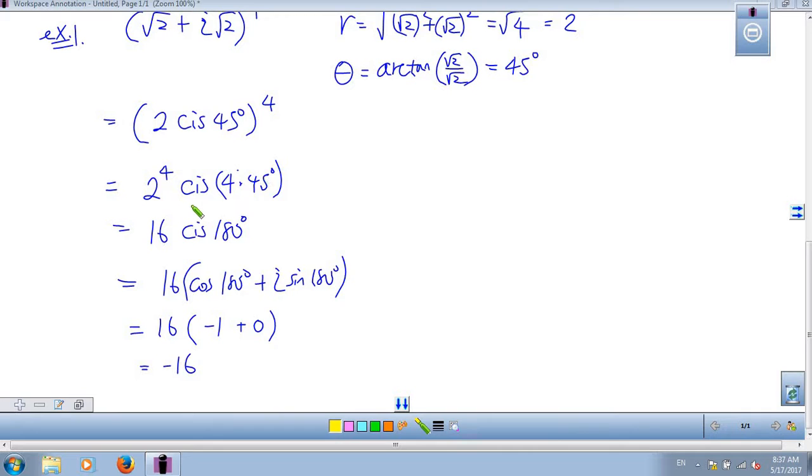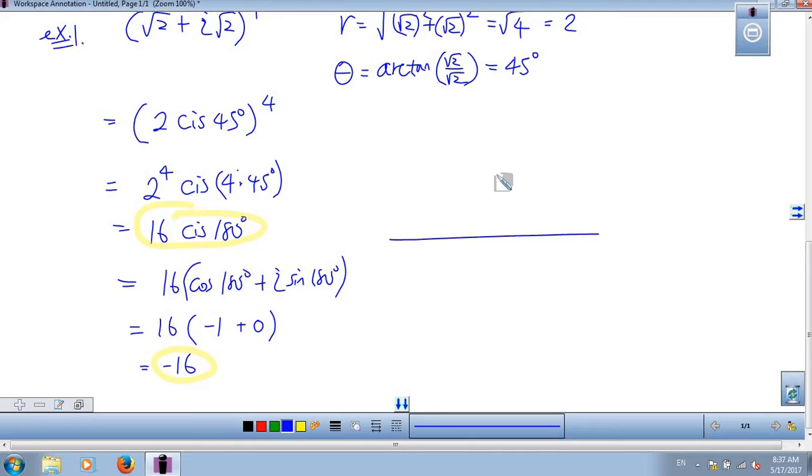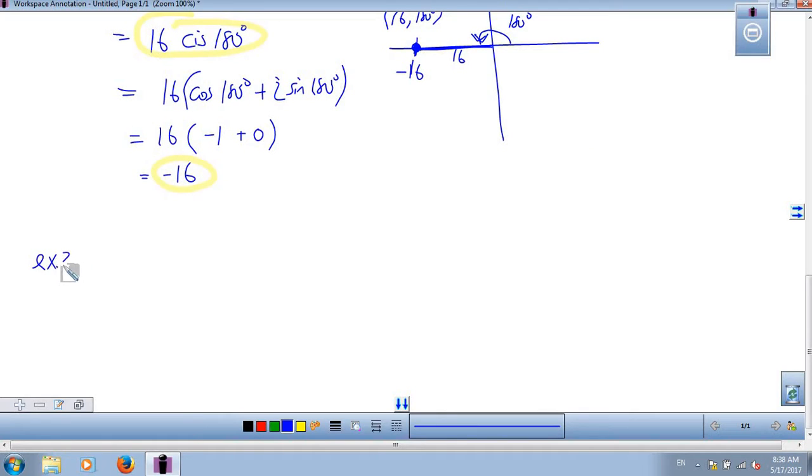or 16 cis 180. Okay, so you can express this graphically. I just want to show you where it is graphically. It's right here, -16. So this number is 16 at 180 degrees. Why is that? Because the radius is 16 and the angle is 180 degrees. As you can see, this distance is 16. In rectangular form, this point is (-16, 0). Polar form is going to be 16 180. Okay. All right. So let's try another example here.